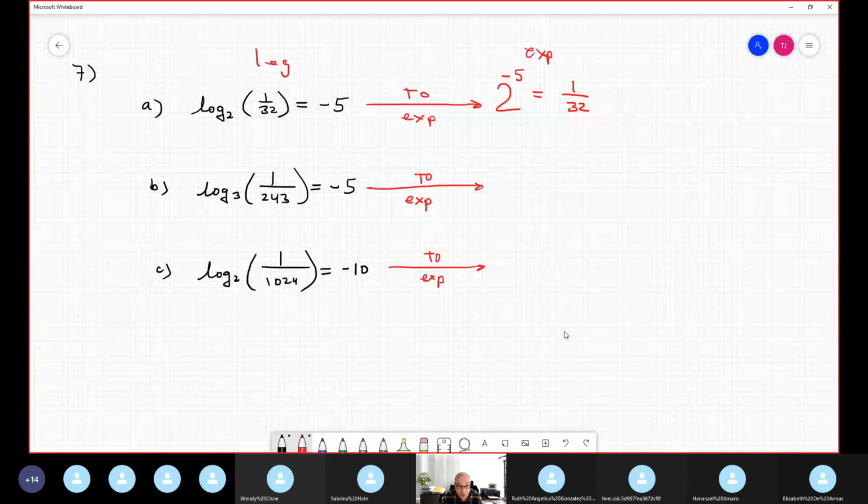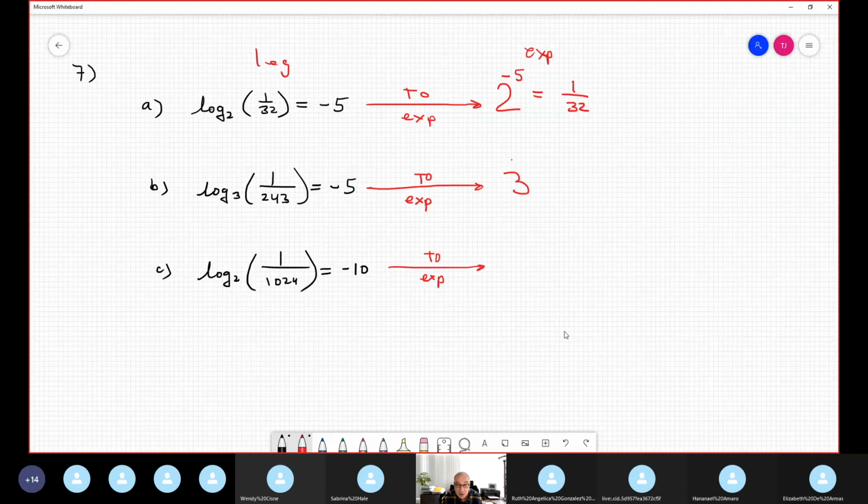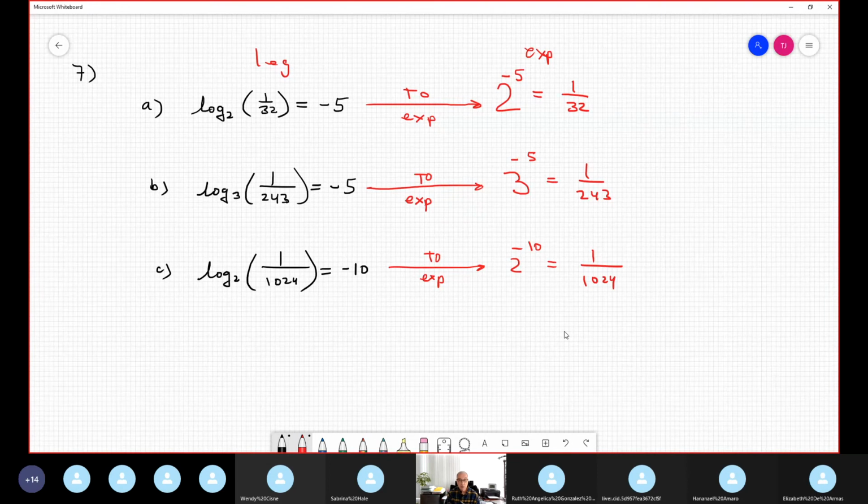You apply this elementary procedure, and you will be able to find the rest. This 3 is the base, the exponent is -5, is equal 1 over 243. And here is 2, the exponent is -10, is equal 1 over 1024. And we convert from logarithm to exponential. Any question?